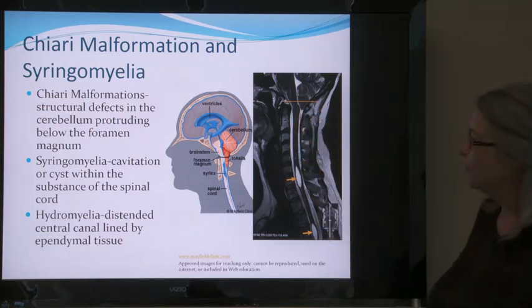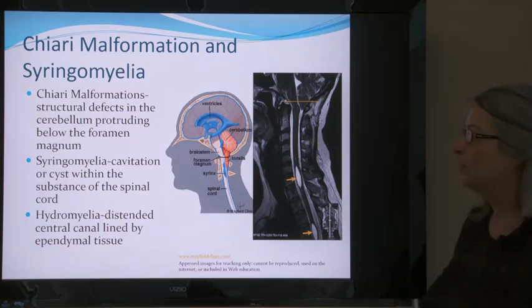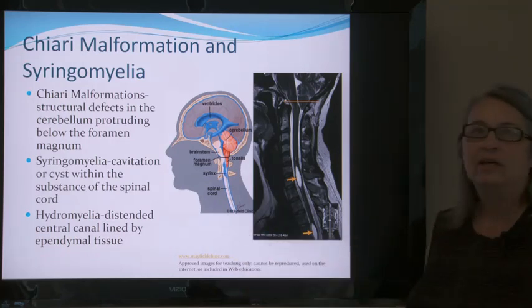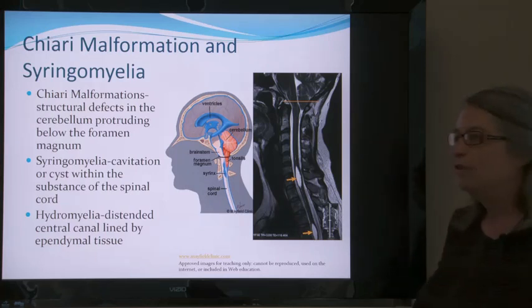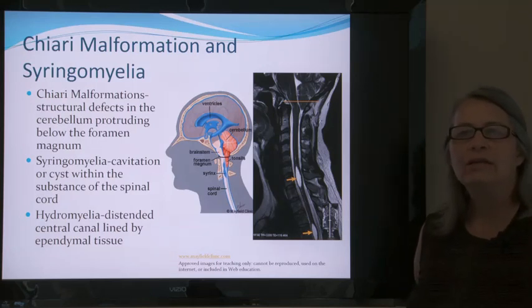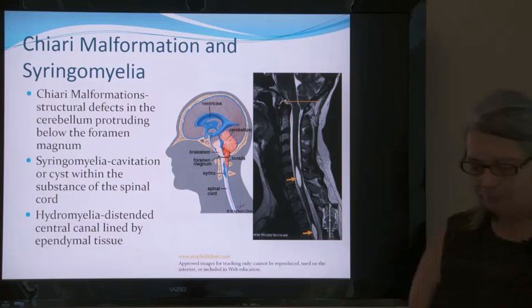And then a syrinx is a cystic or fluid cavitation within the parenchyma of the spinal cord, with hydromyelia being a dilatation of the central canal. Oftentimes now with the remarkable imaging that we have on MRI, we can see what is a normal variant of a dilated central canal, and that would be a hydromyelia or dilated central canal.